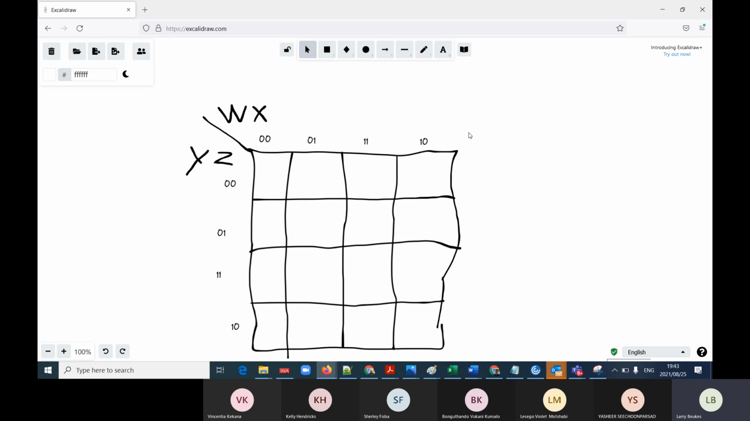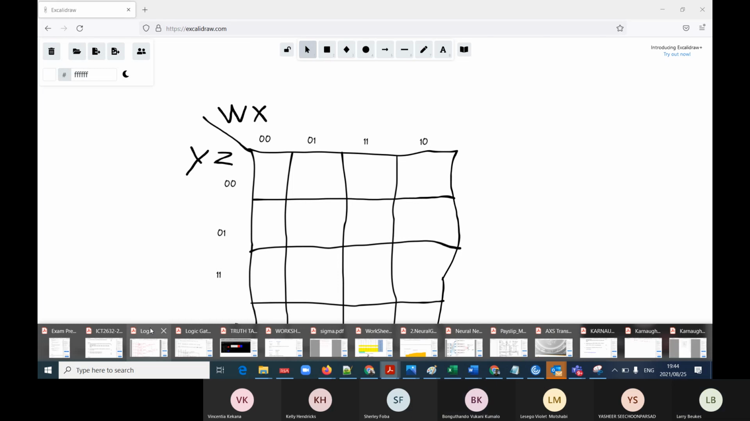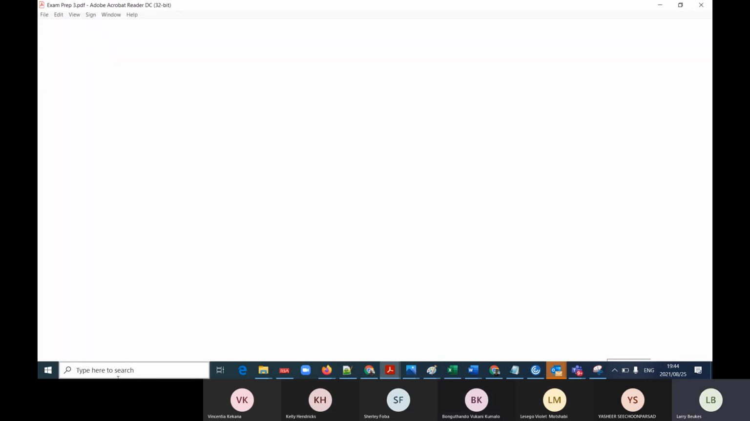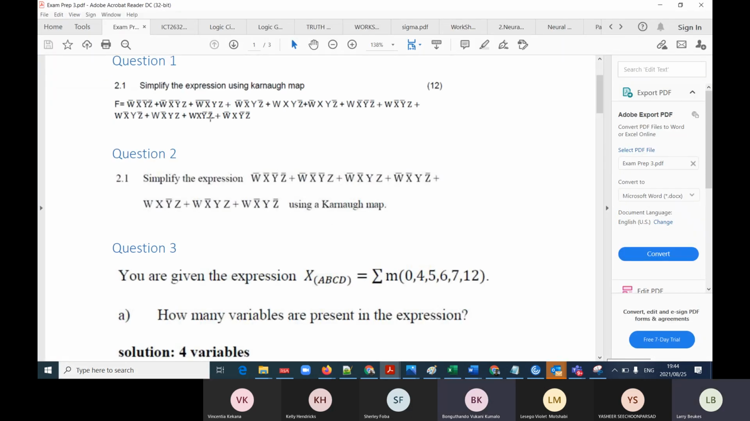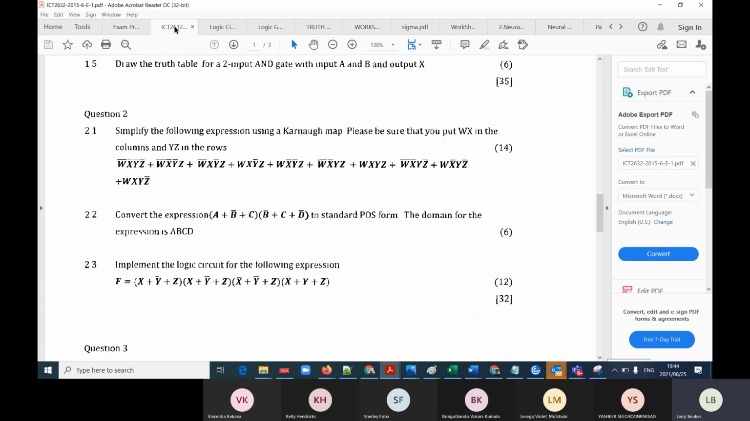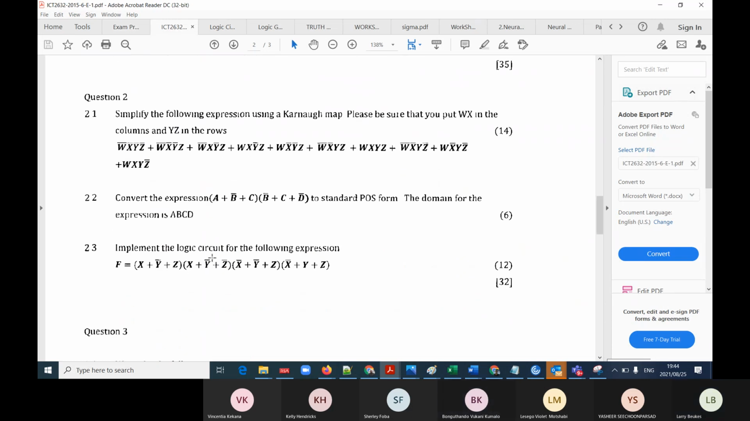So the numbering will always be like this. Please be careful of the numbering. 0, 0, 0, 1, 1, 1, 1, 0. Understandable? Yes. Noted. All right. Thank you. Okay. Is there any question? All right. Okay.